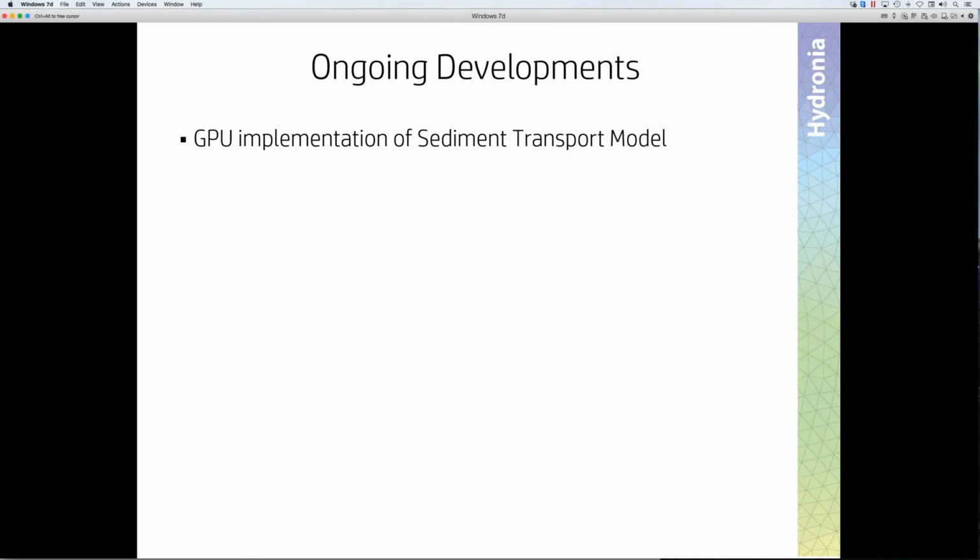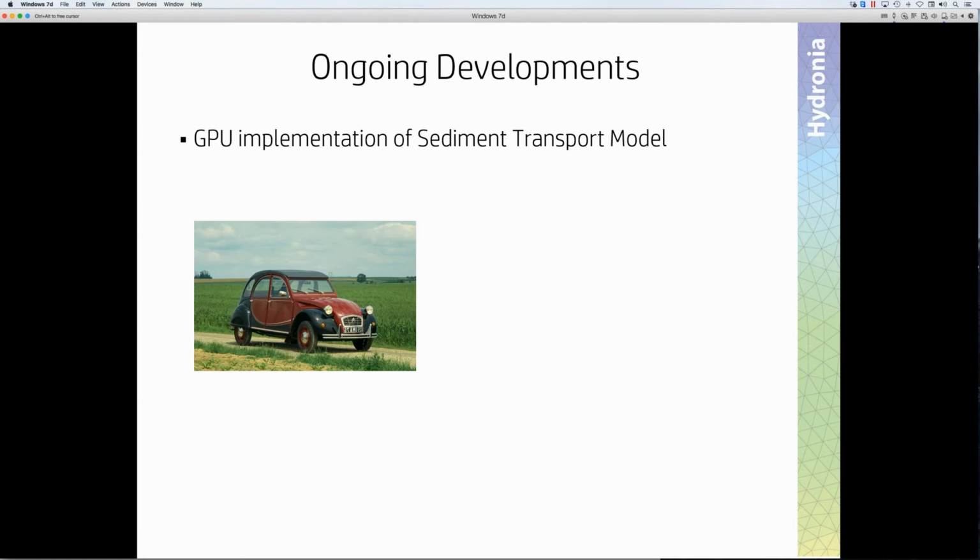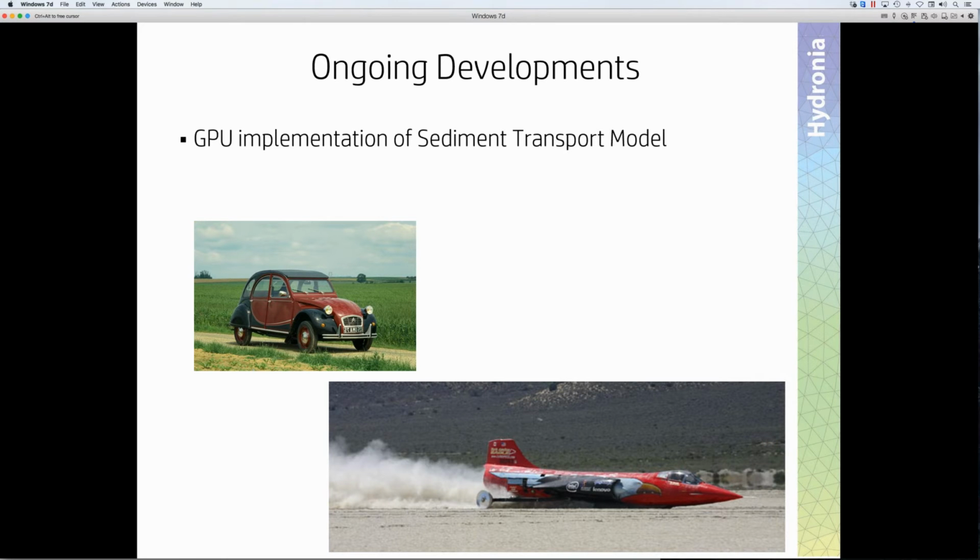Now we have a couple of ongoing developments. One of them is the GPU implementation of the sediment transport model. And what this means is that you can go from a very slow car on a CPU model to the fastest car on Earth as the GPU version. And this is as dramatic as that. I'm not exaggerating. I will show you some numbers.